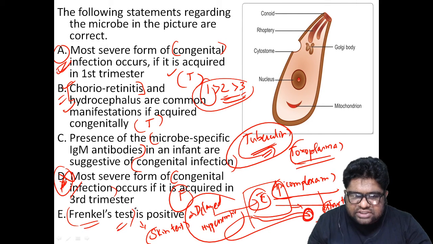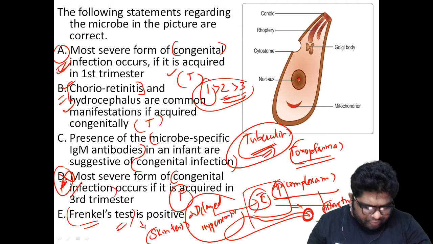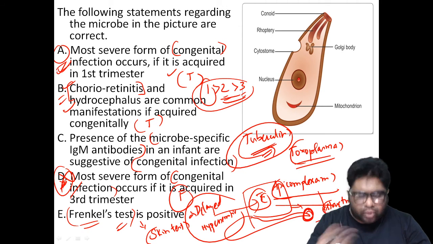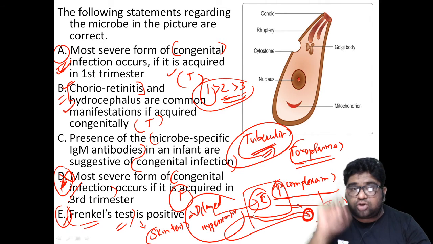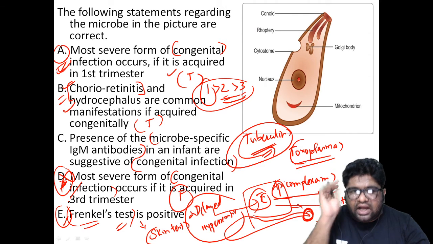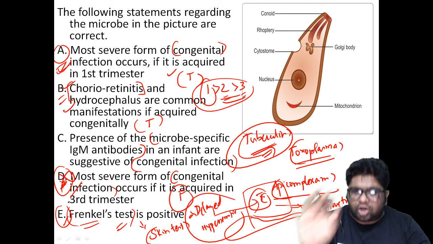So Frenkel's test is for toxoplasmosis. Please mark it if you haven't known this before. If you know it before, it's absolutely fine. If you haven't known this before, please understand. If the organism is toxoplasma, I have not asked the question about congenital toxoplasmosis. I just asked you about toxoplasma as an organism given in the picture.